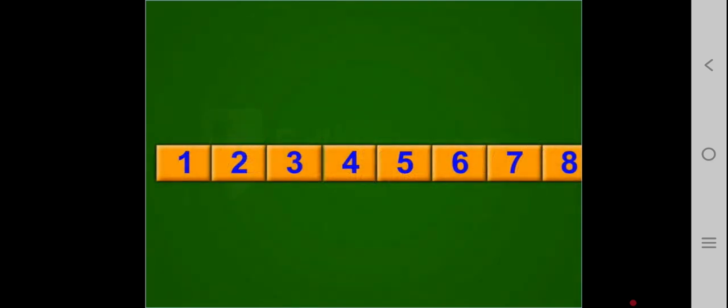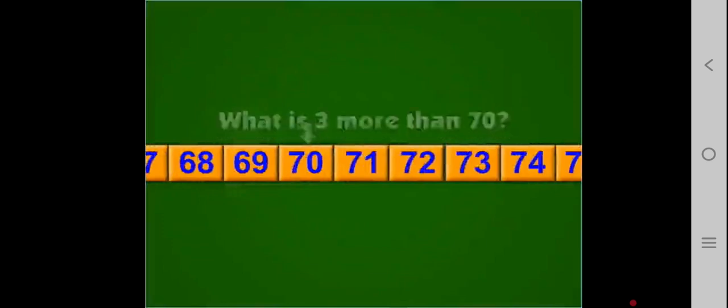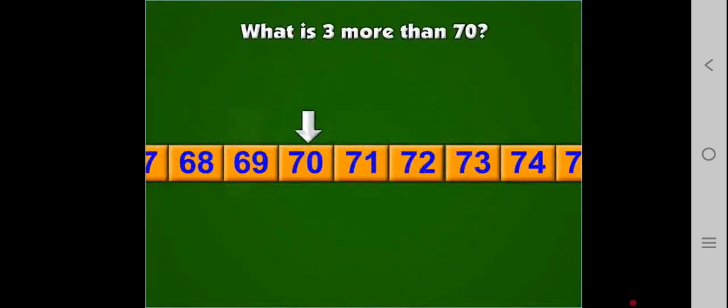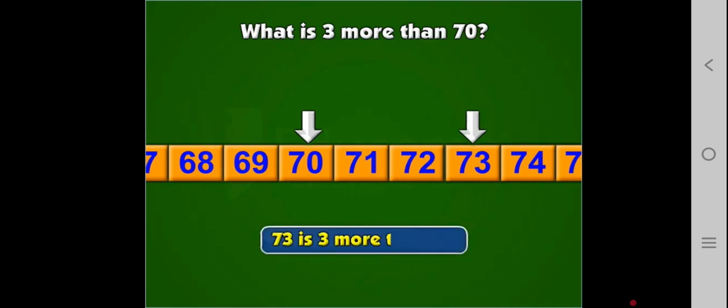This is a counting tape. It is numbered from 1 to 100. We will use this to find out if numbers are smaller or greater than the other. What number is 3 more than 70? It is the number 73. 73 is 3 more than 70. Therefore, on the counting tape, we can also see that 73 is greater than 70.